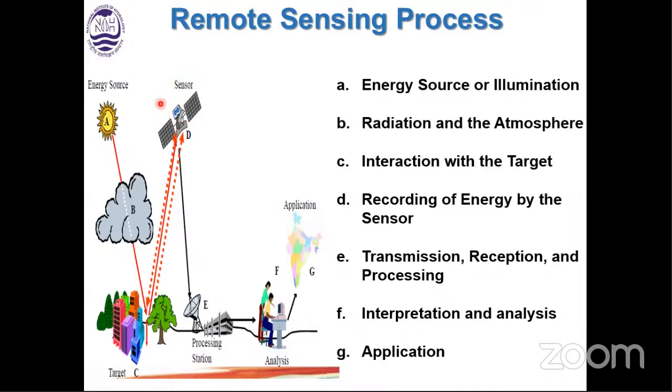After the sensor receives the energy transmitted by the target, it goes to the station's location on the Earth's surface, that is known as the processing station. So transmission, reception, and processing of this energy will be done, and on that particular data, the data can be transformed into information through analysis, and with the help of that analysis, we create our applications in a variety of fields.